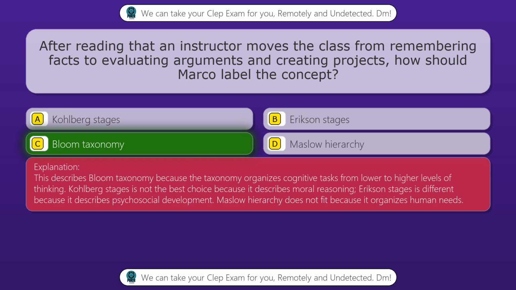This describes Bloom taxonomy because the taxonomy organizes cognitive tasks from lower to higher levels of thinking. Kohlberg stages is not the best choice because it describes moral reasoning. Erikson stages is different because it describes psychosocial development. Maslow hierarchy does not fit because it organizes human needs.